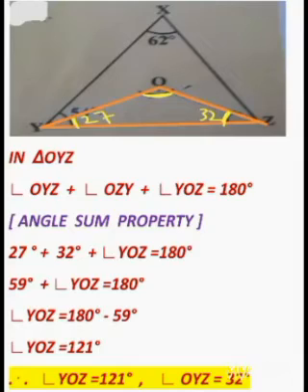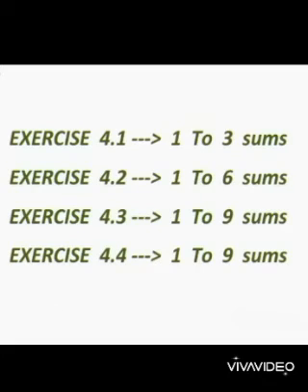So, in the question, what they have asked us to find, children, is angle YOZ. We got it as 121 degrees, and angle OZY, we got it as 32 degrees. So, children, with this we end chapter 4, lines and angles.